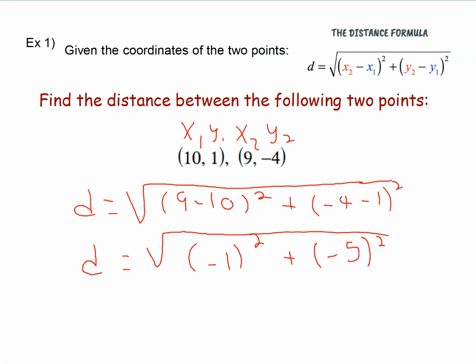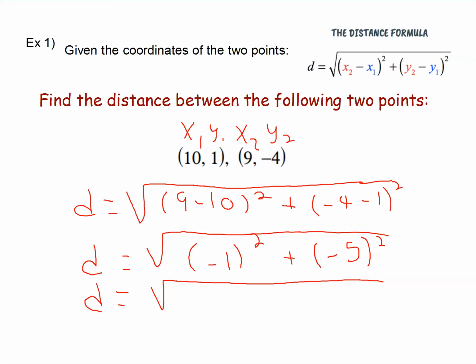Now we're going to go ahead and square it. When you're squaring, just be careful. Remember that if you multiply a negative times a negative, you're going to get a positive. If you multiply a positive times a positive, you're going to get a positive. So when we're squaring, we're always going to get a positive number out of this.